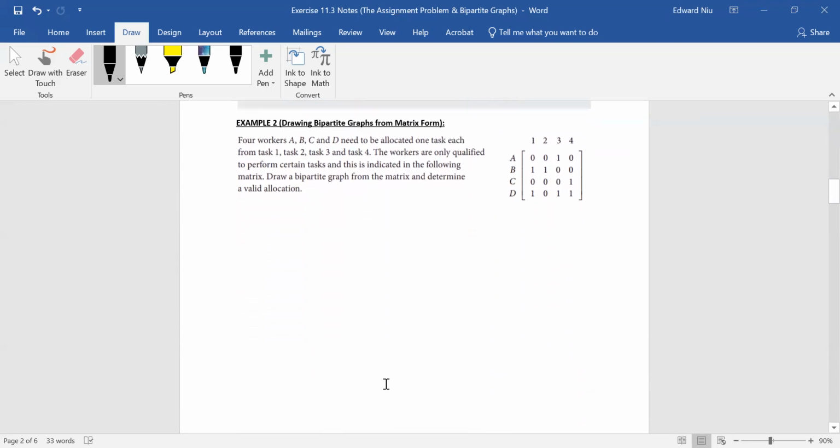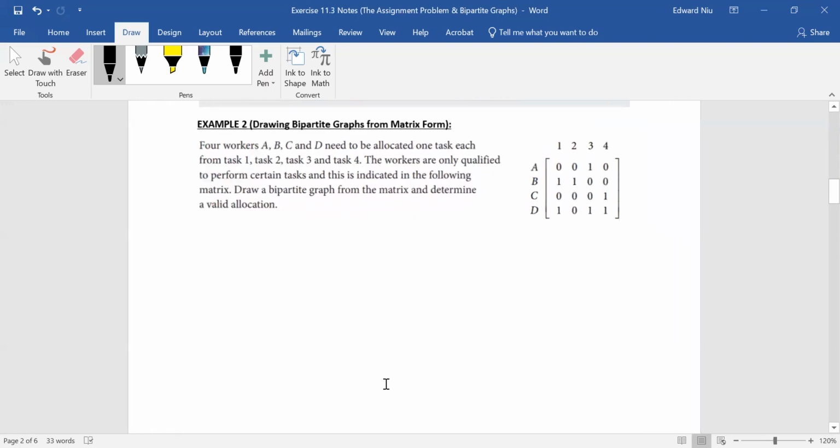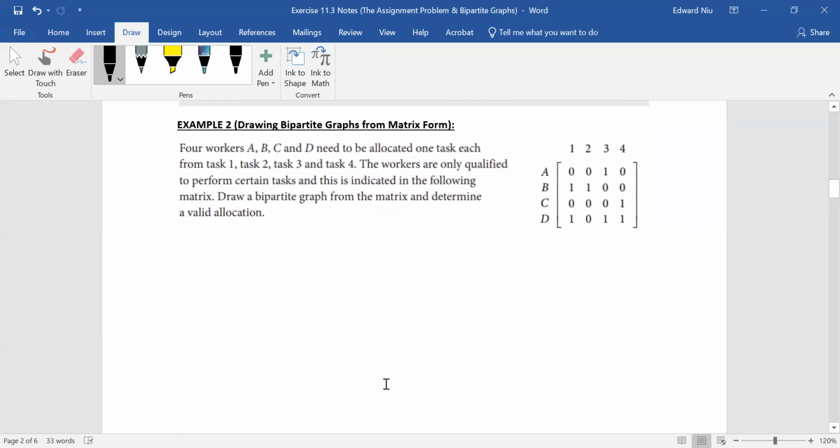So example 2 here, 4 workers, A, B, C, D. They all need to be allocated 1 task each. The workers are only qualified to perform certain tasks, and this is indicated in the following matrix. Draw a bipartite graph from the matrix and determine a valid allocation. So we need to draw a bipartite graph. And then valid allocation. So basically what we're doing in example 1, but we're drawing a graph first.